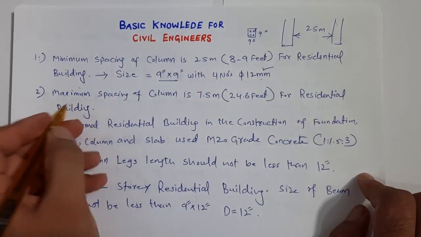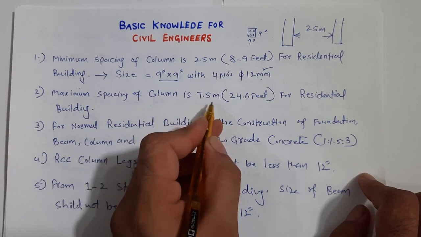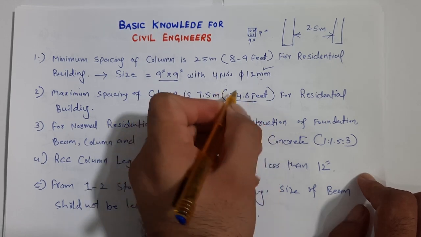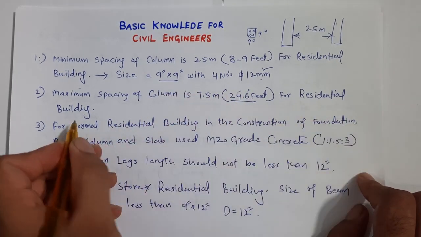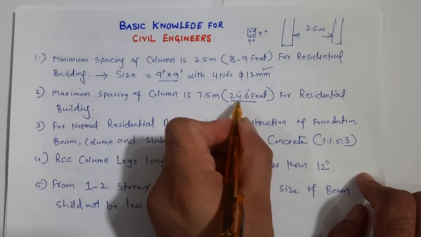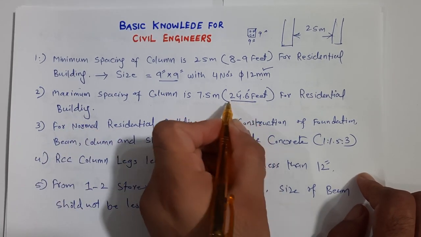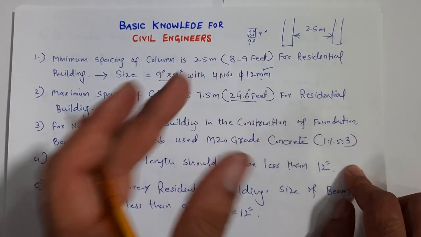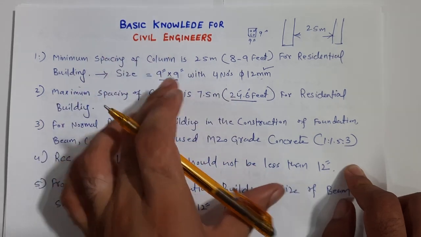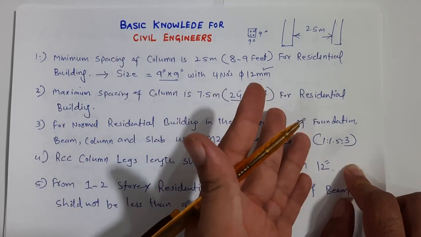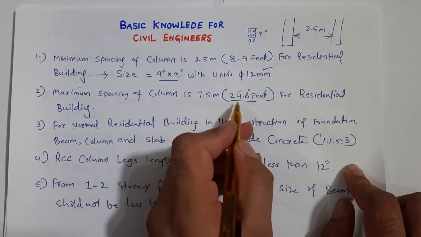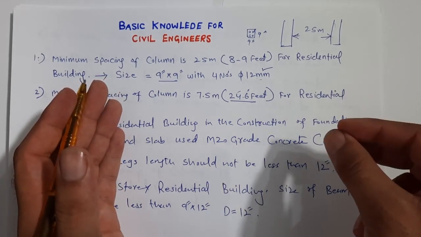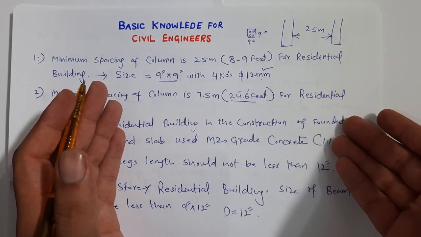Okay, the second one is maximum spacing of column is 7.5 meter or 24 feet and 6 inches for residential building. So if the span is up to 24 feet, or from 20 to 24 feet, you are not able to say that the size of the column should be this by this, or that we can use 6 numbers or 8 numbers of bars, because for this span between two columns you can hire a structural engineer to give you the size of beam, column, inside steel reinforcement, etc.